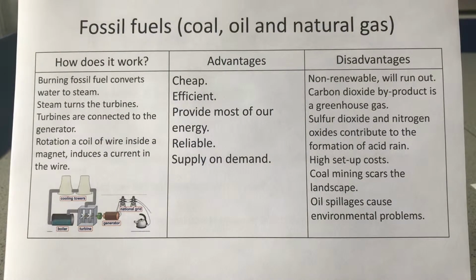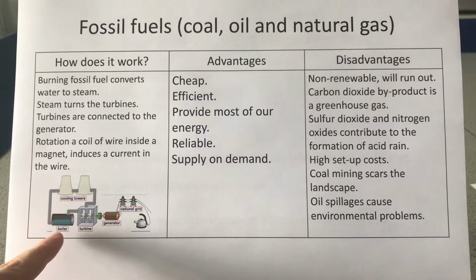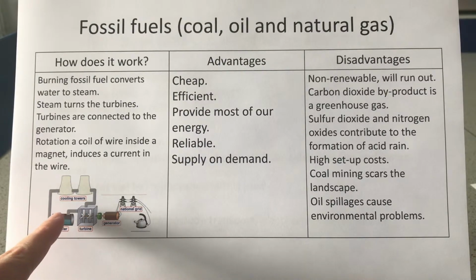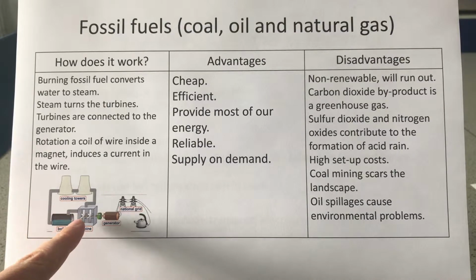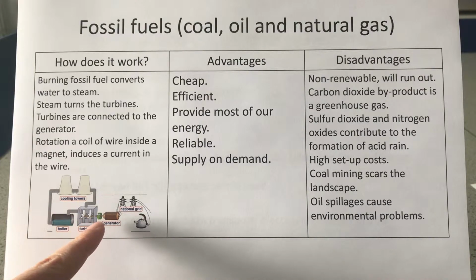So we can see from the picture here that we've got a boiler. Underneath here will be boiling the fossil fuel. There's water in this tank, which then gets converted to steam. The steam causes the turbine to turn, which is connected to a generator. And that's basically a coil of wire inside a magnet. And as it spins, electricity begins to flow through those wires.